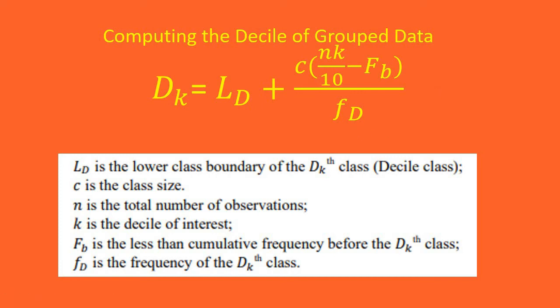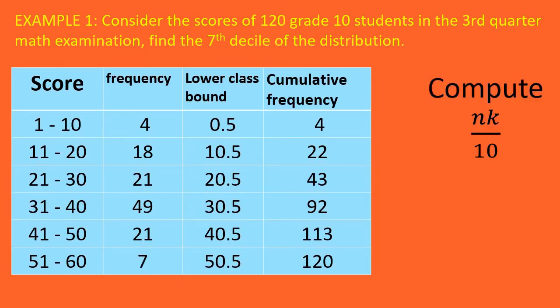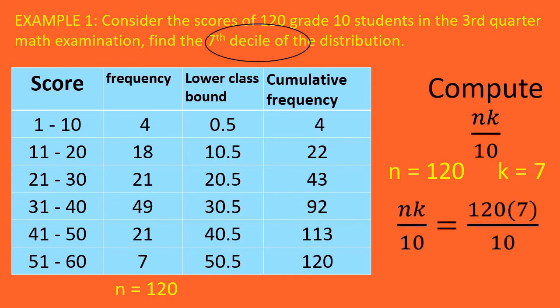Let us have an example. Consider the scores of 120 grade 10 students in the third quarter math examination. Find the 7th decile of the distribution. So just like what we have done a while ago, we completed the table. And after that, we're going to compute now for NK over 10. So again, our N is 120. K is 7 because we're asked to find the 7th decile of the distribution. So by substitution, the result is 84.